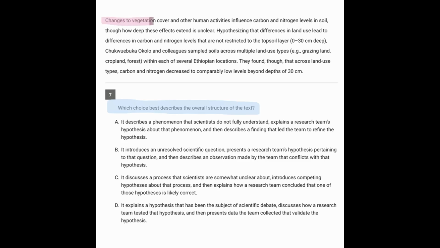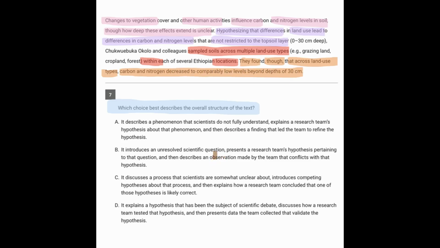So, changes to vegetation cover and other human activities influence carbon and nitrogen levels, though how deep these effects extend is unclear. Hypothesizing that these differences in land use lead to differences in carbon and nitrogen levels that are not restricted to the topsoil layer, these people sampled soils across multiple land use types within each location. They found, though, which is important because it's an opposite, that across land use types, carbon and nitrogen decreased to comparably low levels beyond depths of 30 centimeters.